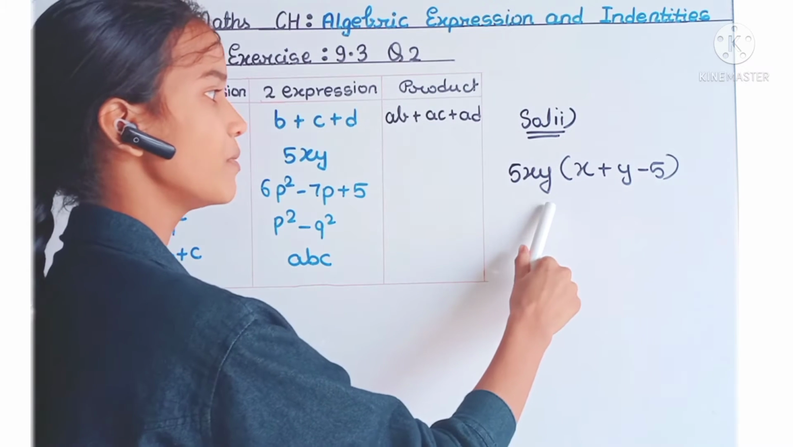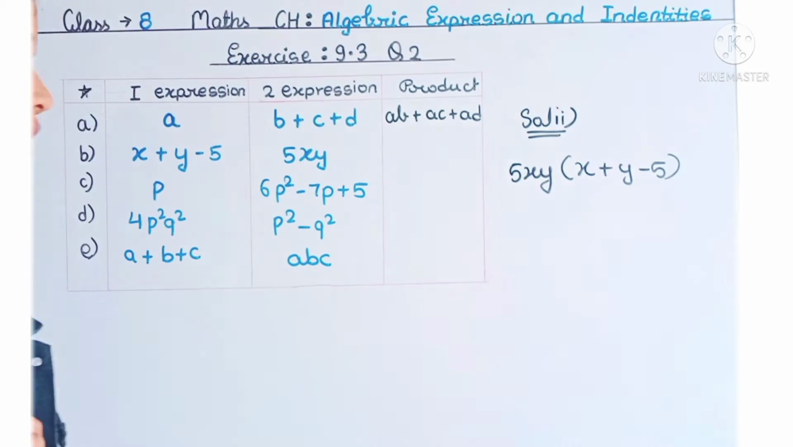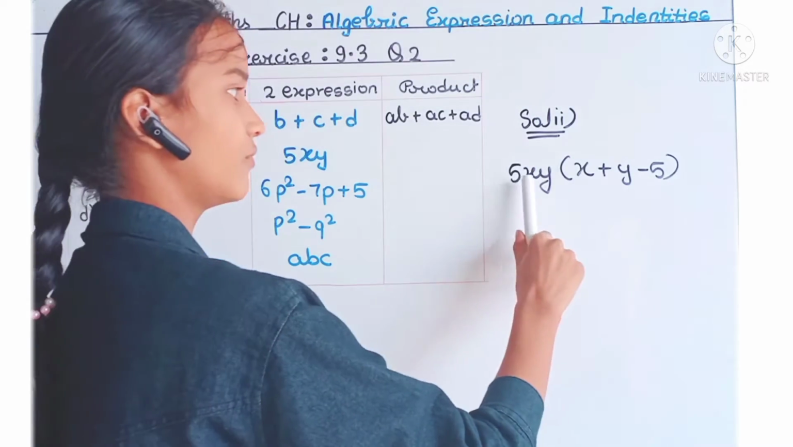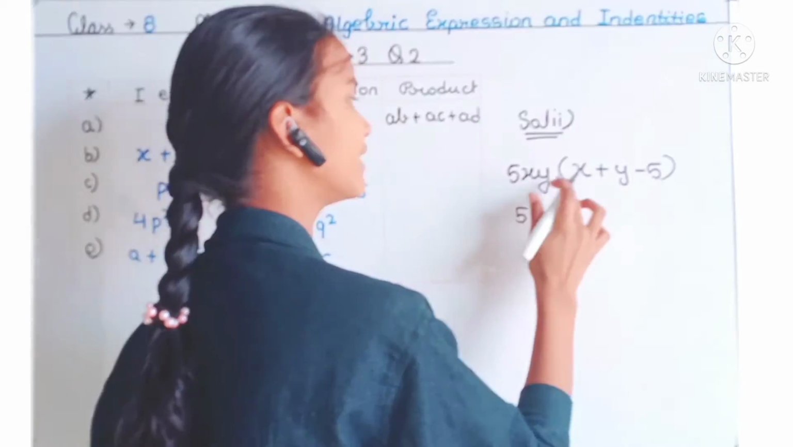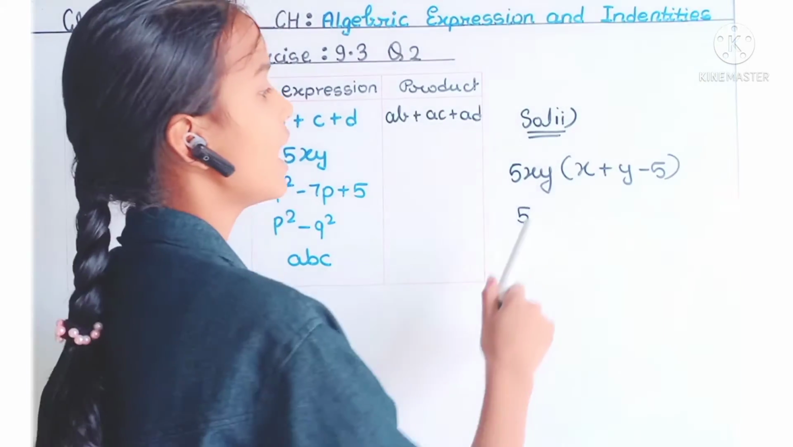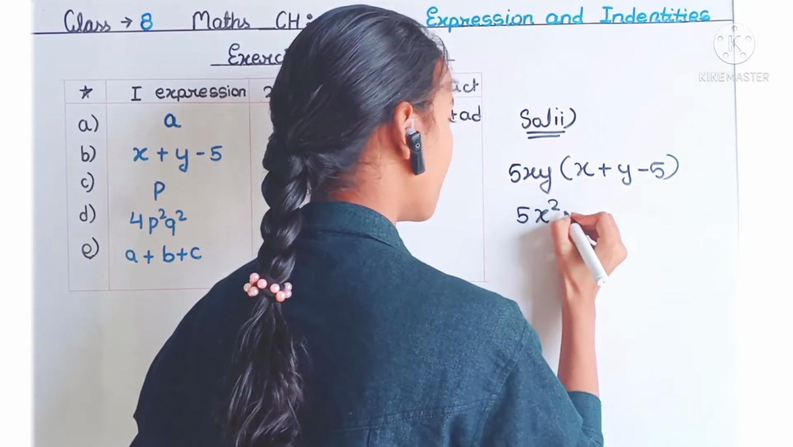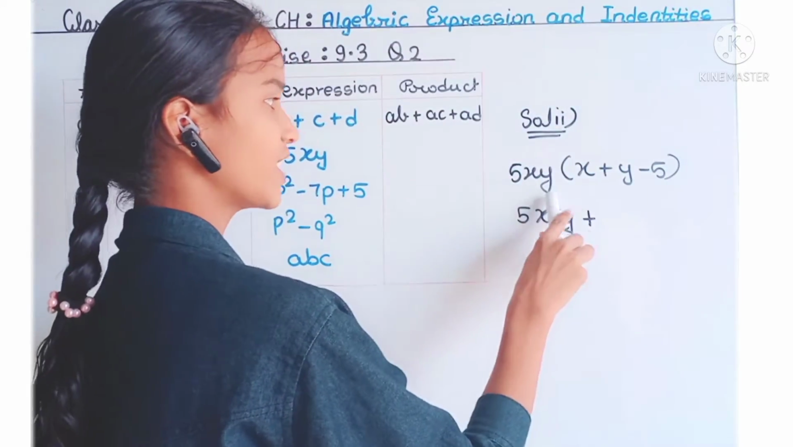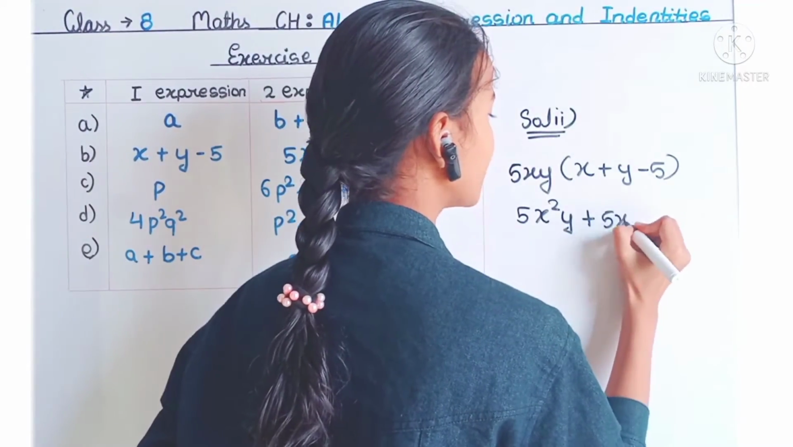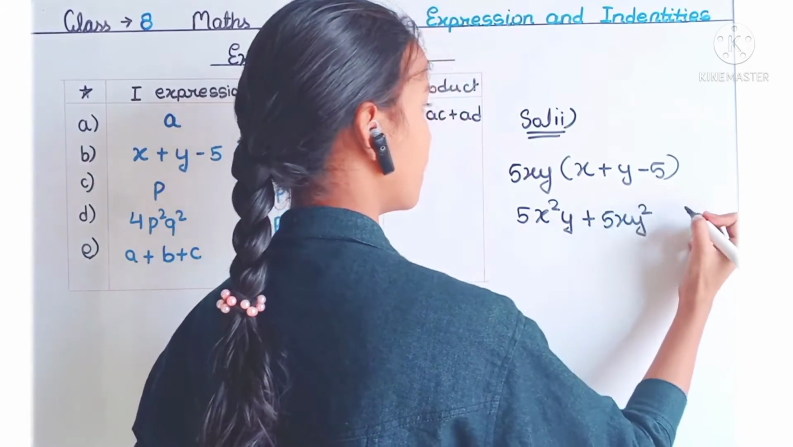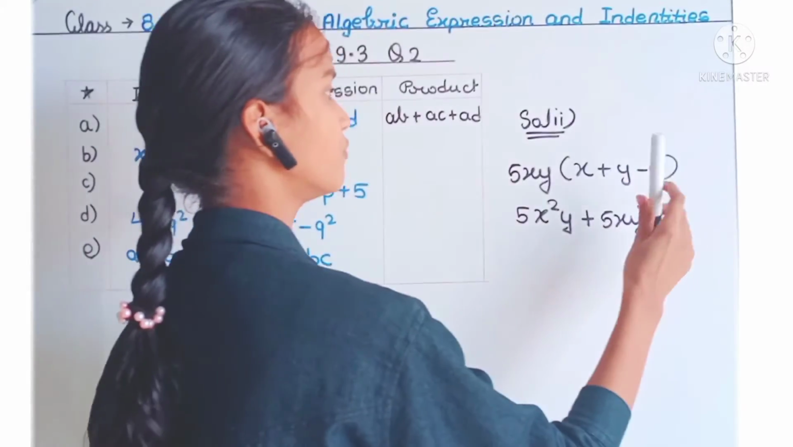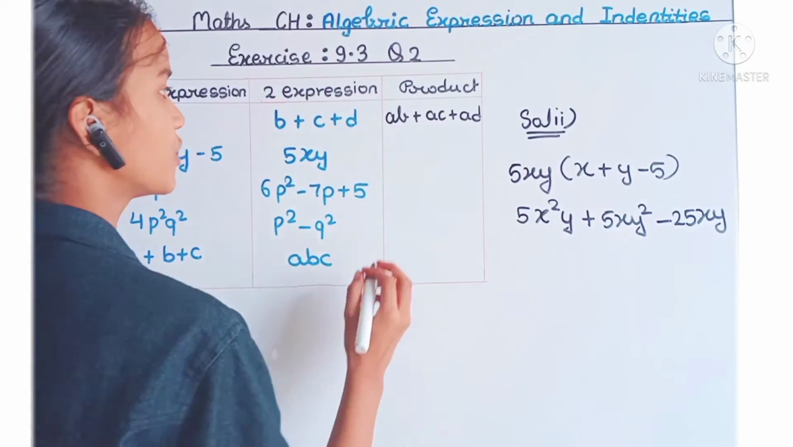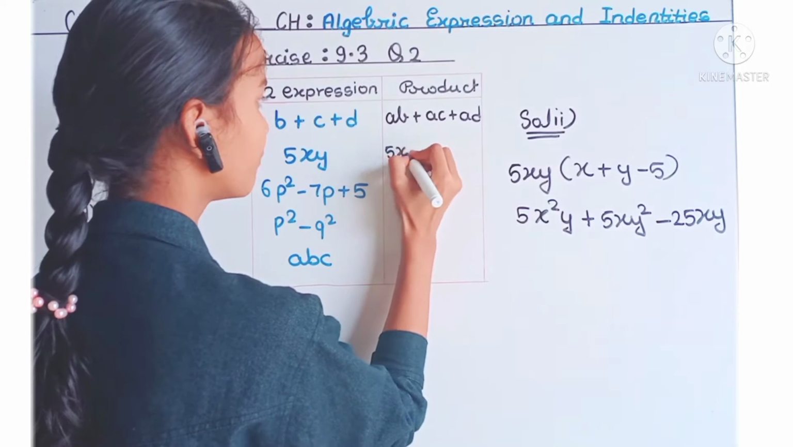So 5xy first to be multiplied by x. पहले हम 5xy को x से मल्टीप्लाई करेंगे. So 5 will remain the same, but the power of x will increase as we did in the first question. x into x, x to the power 2, and y will remain the same. Plus sign remains the same. Now 5xy into y. So 5x and y to the power 2. Minus sign remains the same. 5 into 5, 25. xy will be the same. So here we have got the answer of the second part of this question.